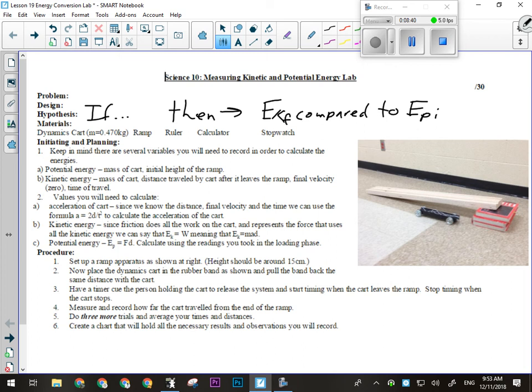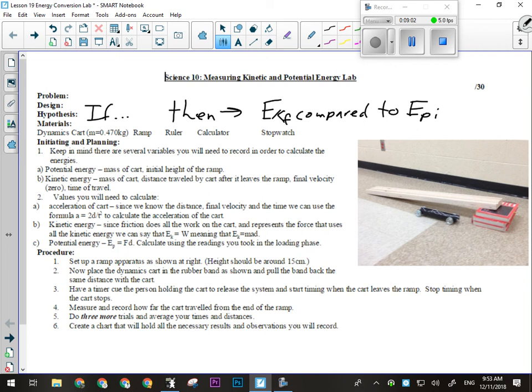For the kinetic energy, we'll need the mass of the cart, which again, you already have. The distance traveled by the cart after it leaves the ramp, so that'll have to be measured. And the final velocity, 0. We know that, we don't have to measure it. And the time of travel, so someone will have to time it from the bottom of the ramp until it stops.